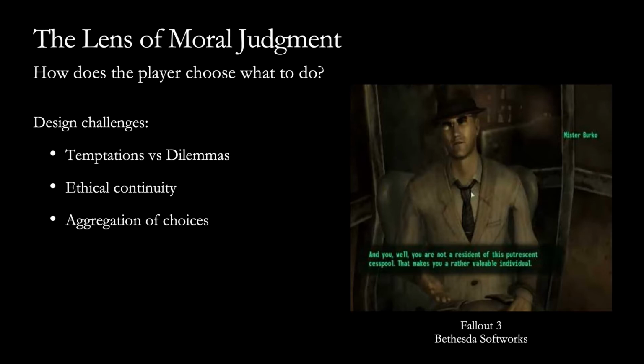There are a couple of design challenges associated with this. The primary one, which is becoming less prominent now but used to be a big deal in games maybe 5 or 10 years ago, is this idea of temptations versus dilemmas. A moral temptation is not a moral dilemma. A moral temptation is a scenario where you have a clearly correct answer, a clearly right thing to do morally speaking, and a clearly wrong thing to do. And the wrong thing typically comes with some kind of reward.